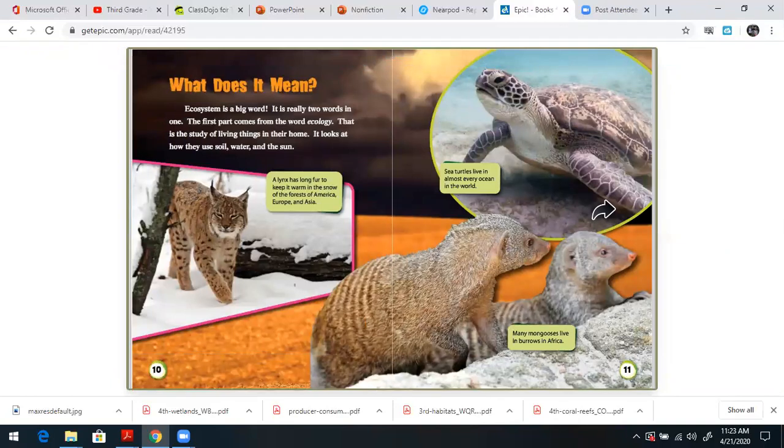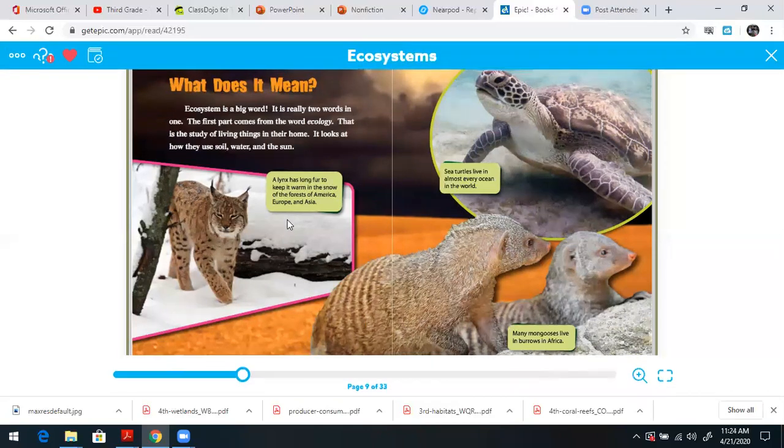What does it mean? Ecosystem is a big word. It is really two words in one. The first part comes from the word ecology, that is the study of living things in their home. It looks at how they use soil, water, and sun. And don't forget, third grade, we have some great captions, another text feature that we've talked about before. So when you go back to read this, pay close attention to those captions.